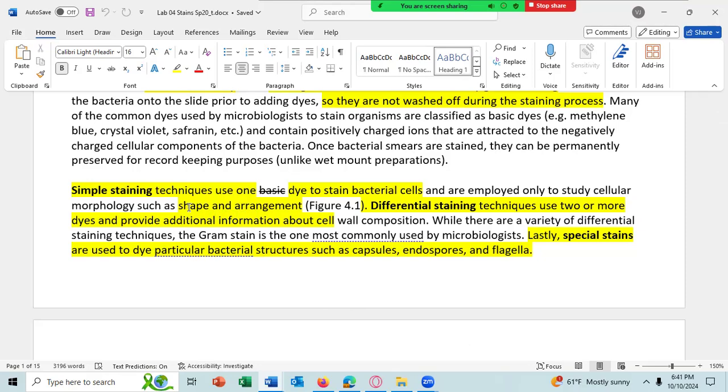A differential stain is a staining technique that usually uses 2 or more dyes to provide additional information about the cell, such as the Gram stain, which uses two different dyes. And then lastly, we'll talk about special stains. They're used to dye a particular bacterial structure, such as the cell capsule, an endospore, or a flagella. And so the special stain shows up a special part of the cell that you're attempting to look for.